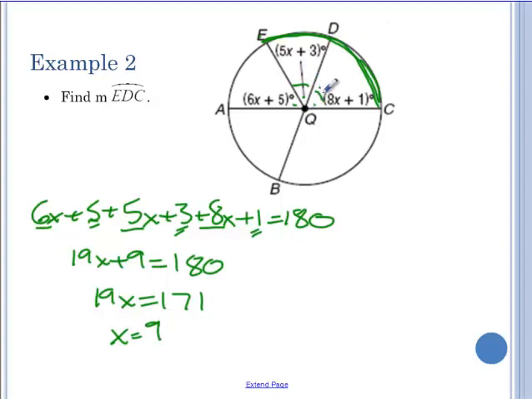Now that x is 9, I need to find these 2 angles. If I can find those 2 angles, when I plug in x, that's going to be the measure of the arc. So we're going to plug in 9. 5 times 9 is 45, plus 3 gives me that this angle is 48. When I plug in 9 over here, I get 72 plus 1, or 73. And 48 plus 73 is 121. So the measure of arc EDC is 121 degrees.